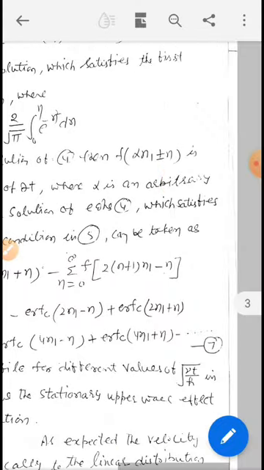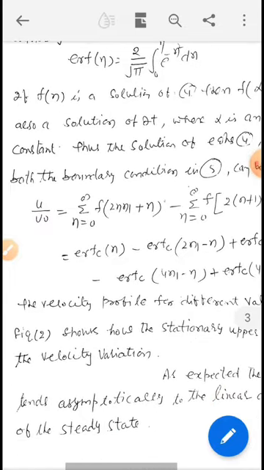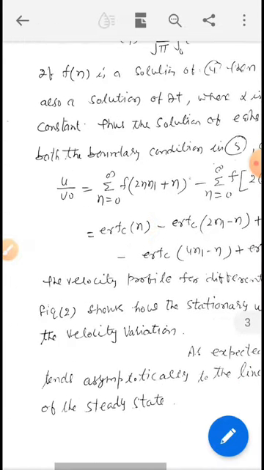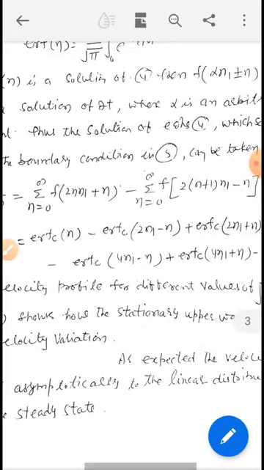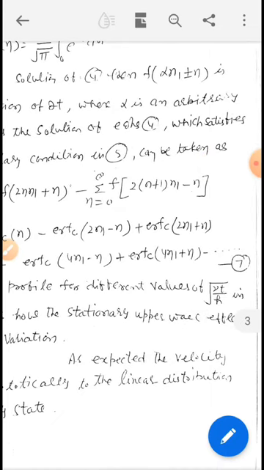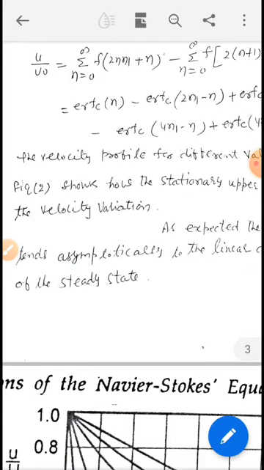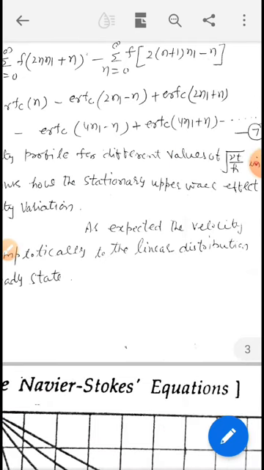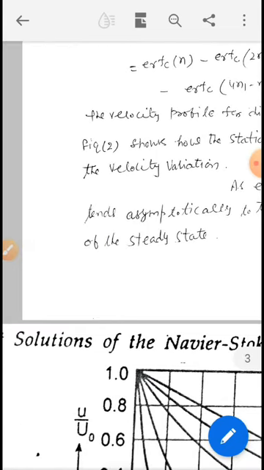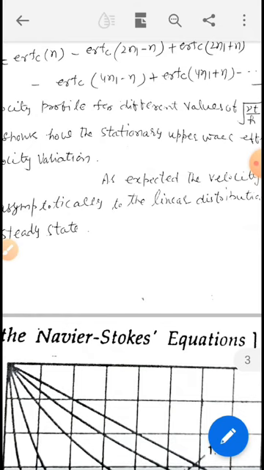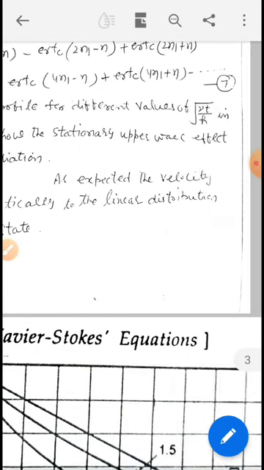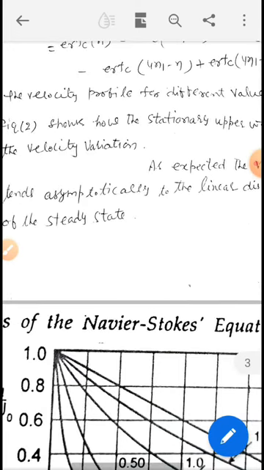Then the solution of equation 4, which satisfies the boundary conditions in 5, can be written as u upon u0 equal to the summation n from 0 to infinity of f(2nη1 + η) minus the summation n from 0 to infinity of f(2(n+1)η1 − η). Or in other words, we can write it as erf(η) minus erfc(2nη1 − η) plus erfc(2nη1 + η) and so on by symmetry. This is equation 7.